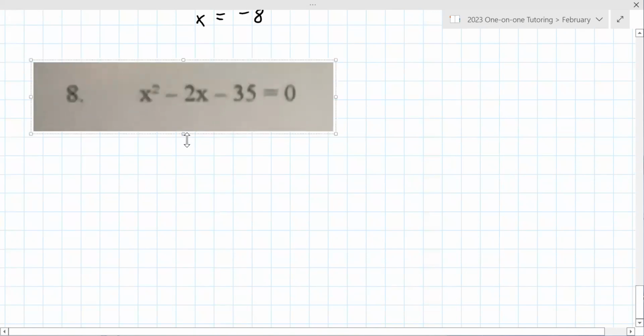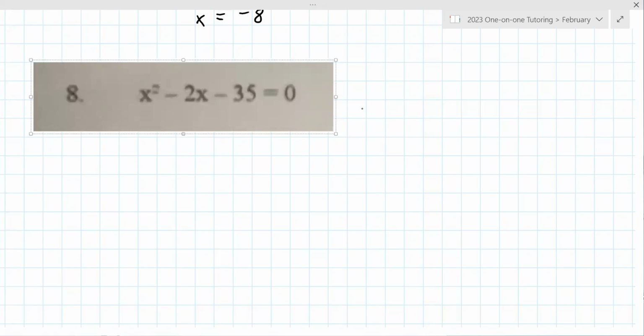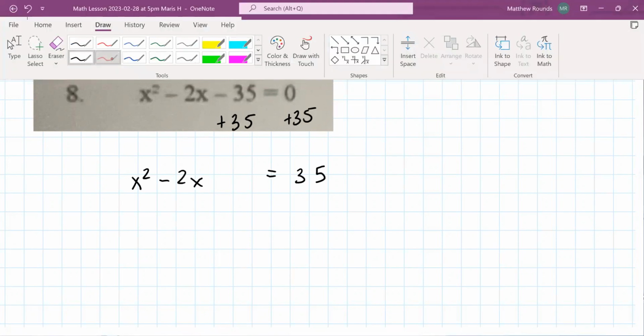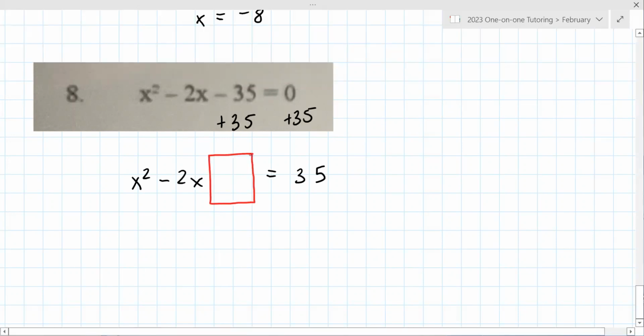So up until now, they've really been stepping you through how to do this on your own. But this is what a real problem would look like. So here's step 1. We're going to move the constant to the other side of the equation. X squared minus 2x equals 35. Okay. And now I'm going to draw in the same box that's been there for you.